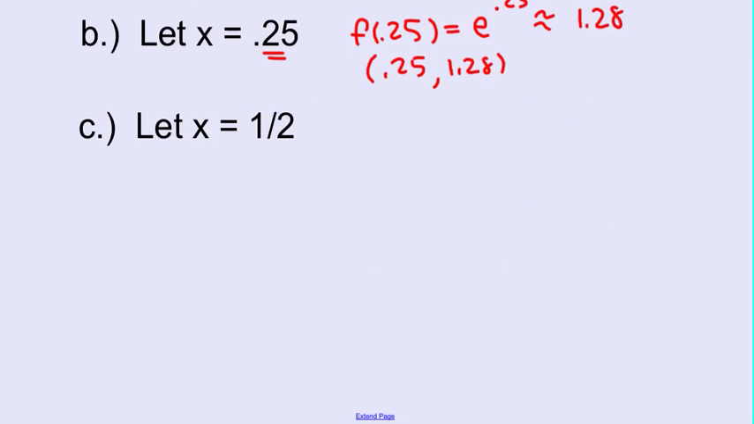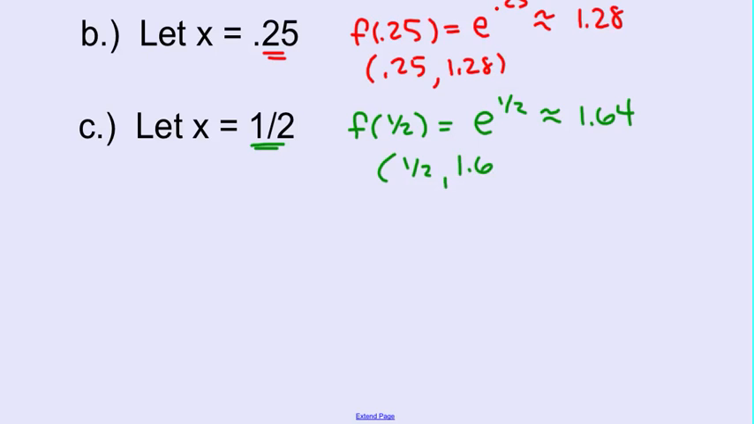Next one, let x equal 1/2. So f of 1/2, e to the 1/2 power. And you get approximately 1.64, which is an ordered pair, 1/2, 1.64.